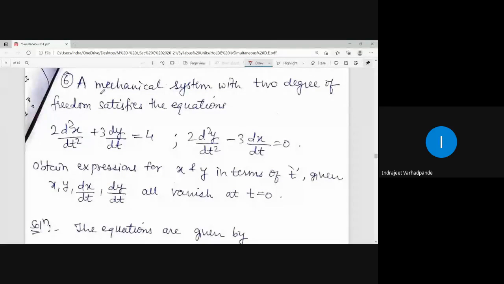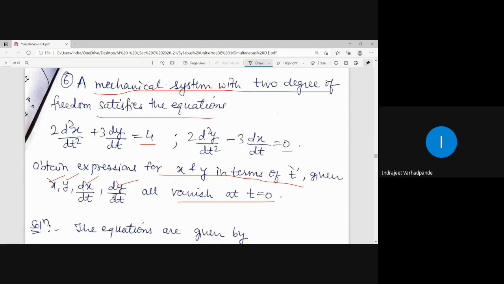is a mechanical system with 2 degrees of freedom which satisfies the equations 2 d2x by dt square plus 3 dy by dt is equal to 4, and 2 d2y by dt square minus 3 dx by dt is equal to 0. Obtain the expressions for x and y in terms of t, given x, y, dx by dt, dy by dt all vanish at t equal to 0. All vanish at t equal to 0 means their values are 0 at t equal to 0.